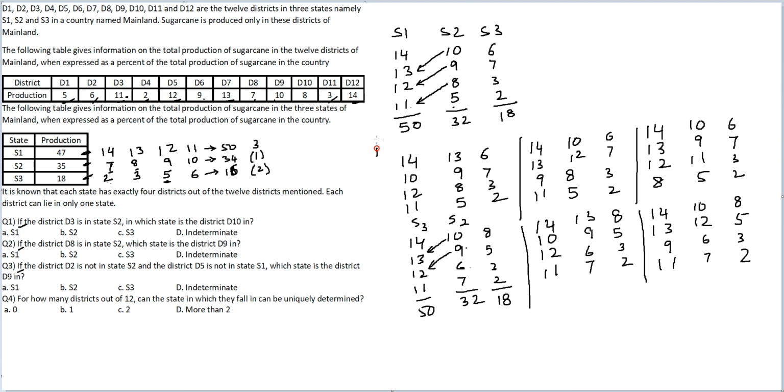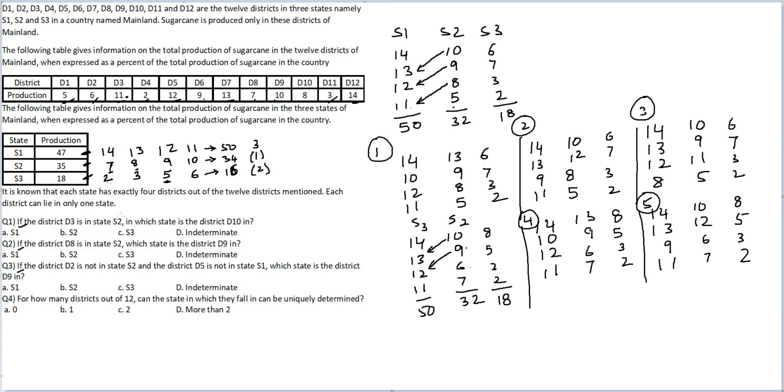So this is the first case, this is the second case, this is the third case, this is the fourth case, and this is the fifth case. Now I have all 5 possible cases where shifting can happen. Let's get to the question.